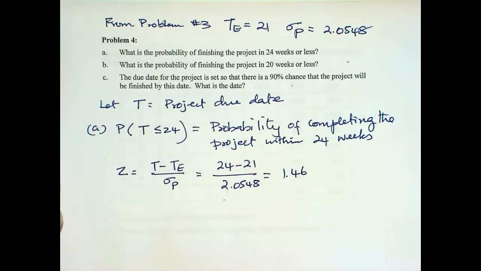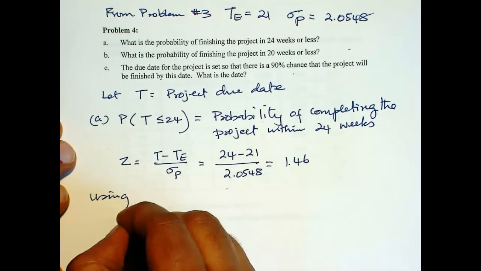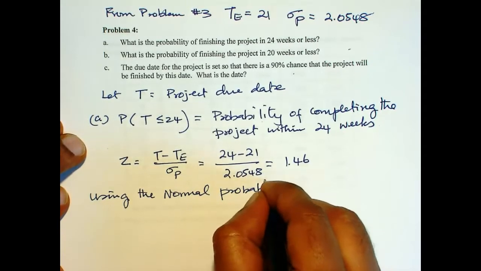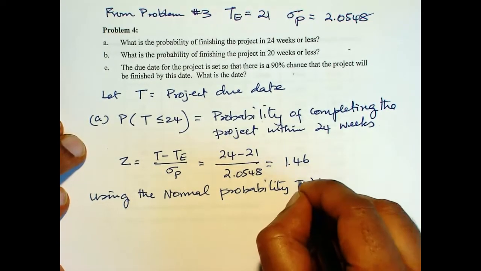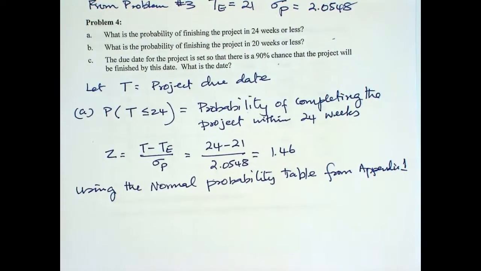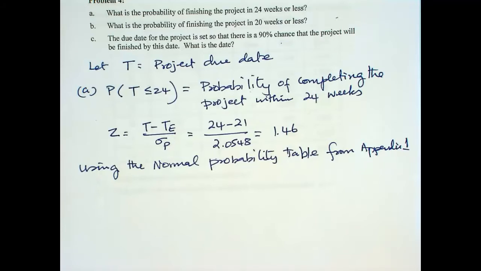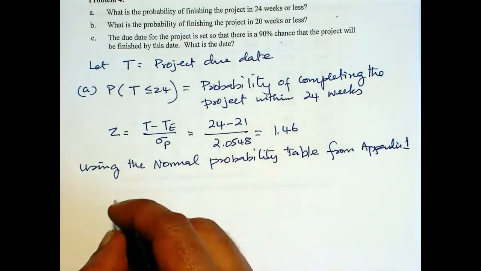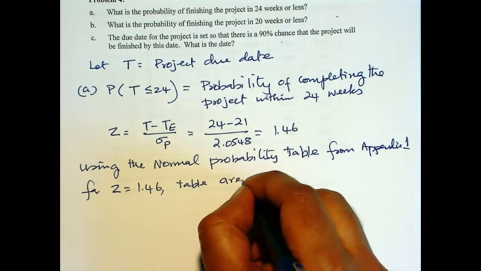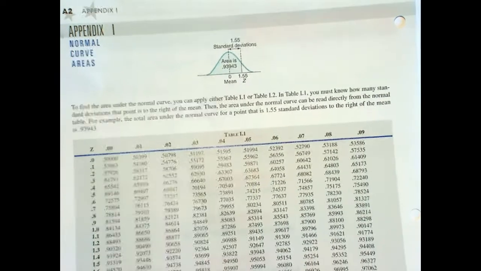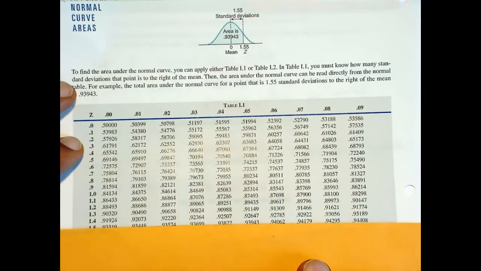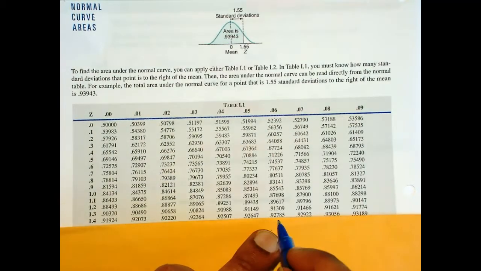Okay, so now using the normal probability table, from appendix 1. And you can look this up from your e-text. I have a paper copy. So let's see, for Z equal to 1.46, table area is, okay, so here is the normal probability table, and we want to look up Z equal to 1.4, and 6, which is right here, 0.92785.